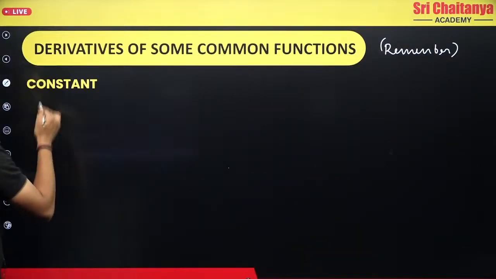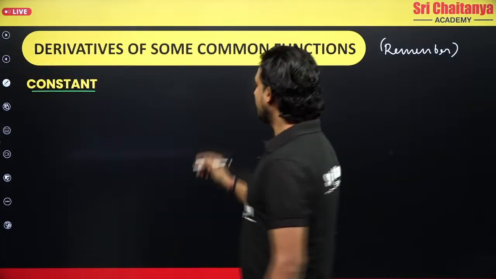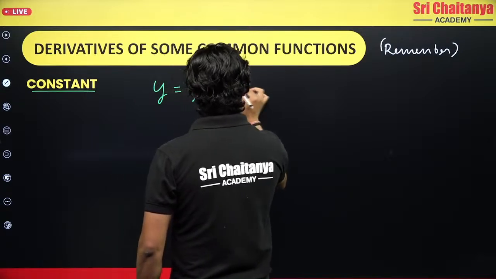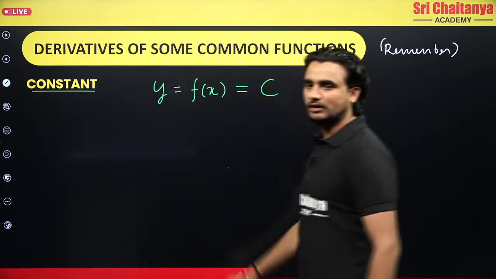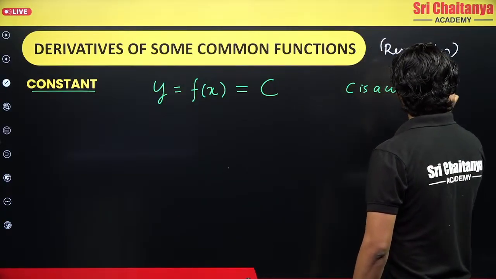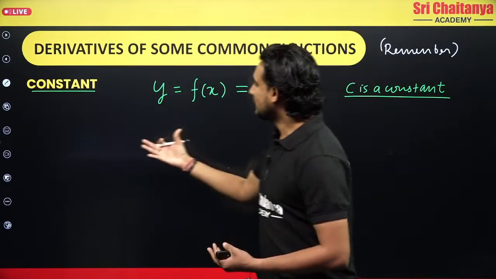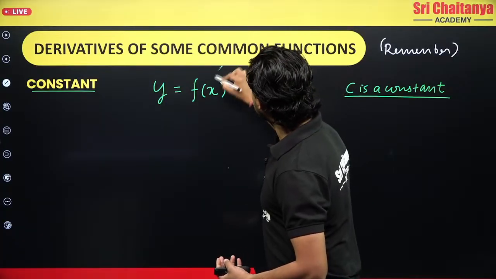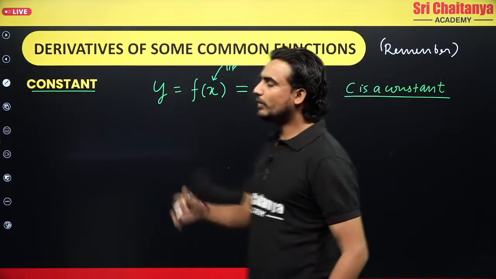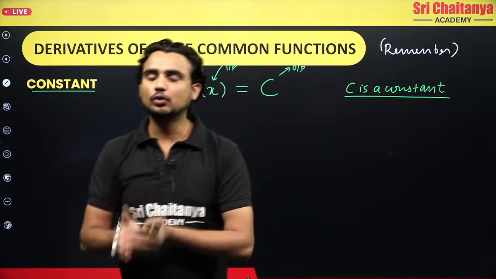So first of all, let's talk about a constant function. What is a constant function? Let's say my function is y equals f of x, and let's say it is some constant c. What is c? C is a constant. If this function is a constant, then my input is x, and my output is c. So now what is differentiation? Change of my output with respect to my input.